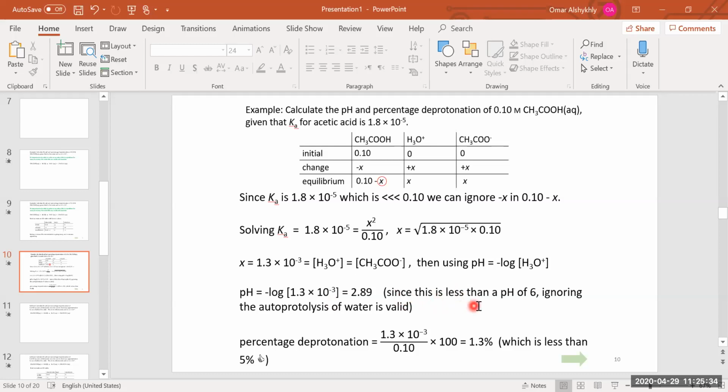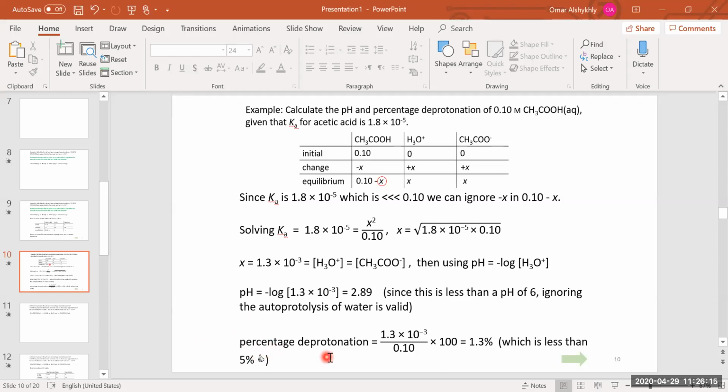Since this pH is less than 6, ignoring the autoionization of water is valid. Because remember, the water will also dissociate to give H+ and OH negative. But its dissociation is very, very small and does not affect anything when you compare it with the dissociation of H+ coming from the acid.